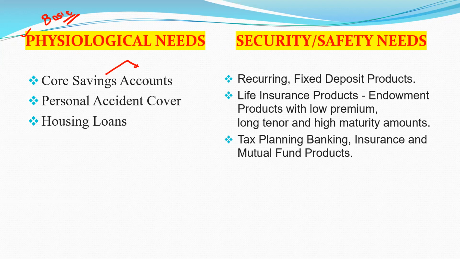Like this, in the year 2022 they asked a question from that. One more question we can expect from these things, like what we have to include under the physiological needs or security or safety needs. So these are also important. Physiological needs include the core savings account, personal accident cover, and housing loans.